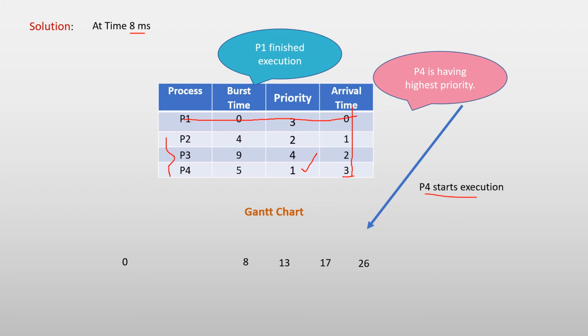P4 starts its execution and hence in the Gantt chart P1 has finished at 8 milliseconds. P4 finishes at 13 milliseconds. P2 finishes at 17 milliseconds because P2 is the next highest priority process, and the last priority is for P3. So P3 finishes last. All processes finish at 26 milliseconds.